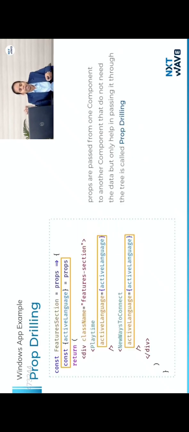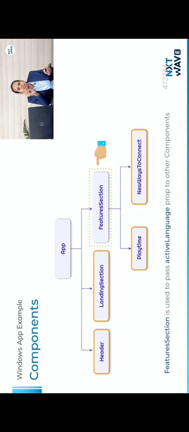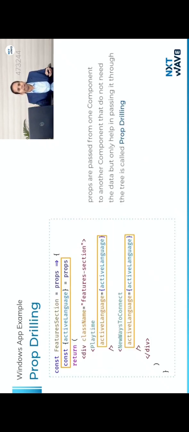So this is called prop drilling. If you observe the code in the features section component, the active language is being passed as a prop. We are accessing it and sending it as a prop to playtime and new ways to connect. As such, we are not making use of active language here, right? Just so that we can pass it down to the child components, we are sending it as a prop to the features section. In the hierarchy, we have to pass it to playtime and new ways to connect, so only for that reason we are passing the data to the features section. This is called prop drilling. That is passing props from one component to another component, though they don't need that data, just so that they can be sent down the tree to the child components.